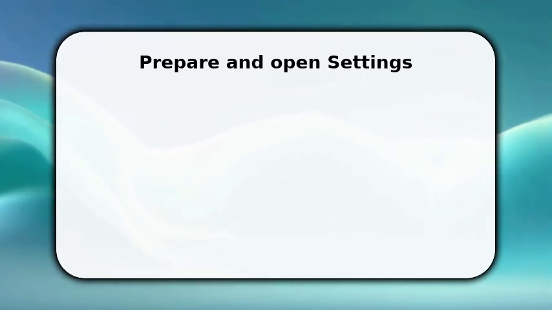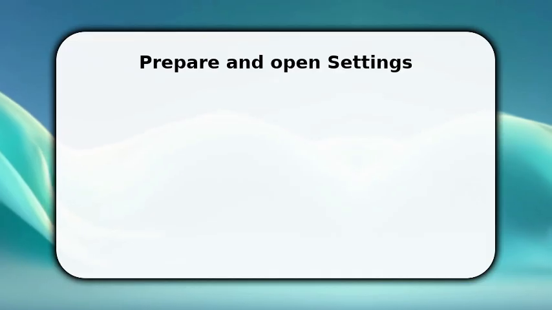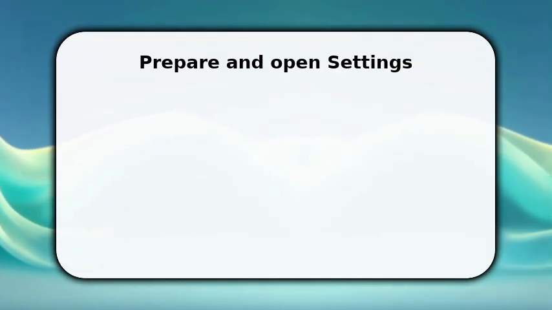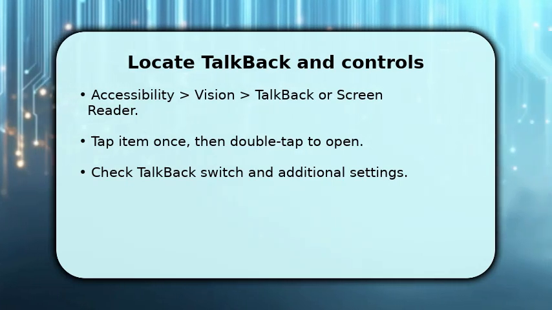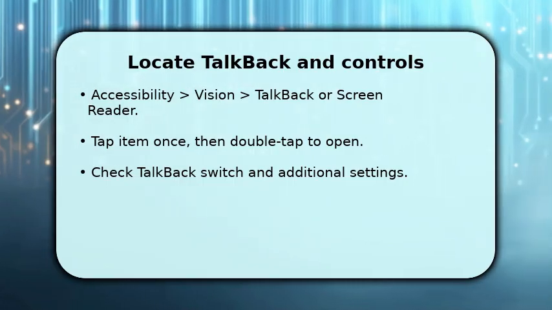Now open Settings. You can swipe to find the Settings icon or use the app drawer. Once in Settings, tap the search field and type Accessibility or scroll to the Accessibility menu so you can access Talkback controls. Once in Accessibility, go to Vision or Screen Reader where Talkback is listed. This is the exact control group you need.